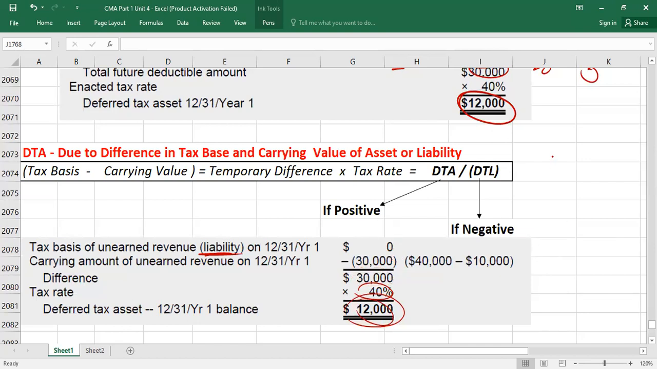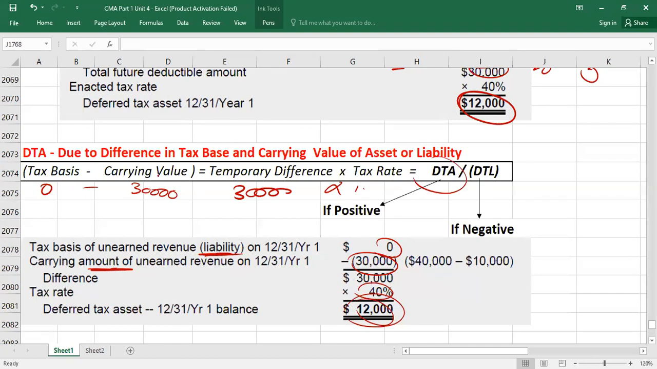What was the accounting value? How much is the liability value? Accounting value is 30,000. Tax value is how much? 0. Apply the formula. Tax base is 0. Accounting value is how much? No, accounting value is 30,000, right? Because 40,000 was the total liability, and 10,000 you have taken to revenue. Remaining is 30,000. This is the carrying value at the end of the year. So this will give you 30,000 multiplied by the tax rate.